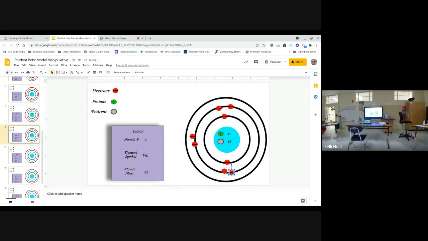Two. All right, so when I get 2 on the first and 8, that's 10. I should have one more to make 11, and it goes on that third ring out there.